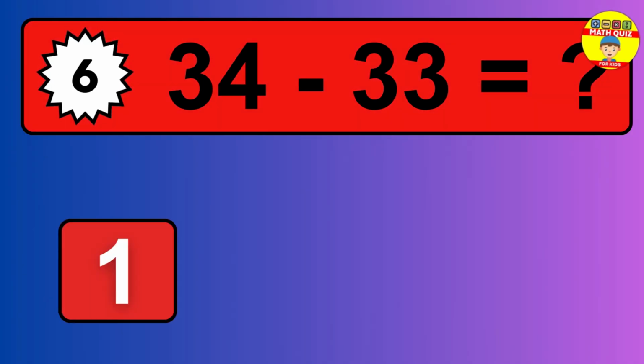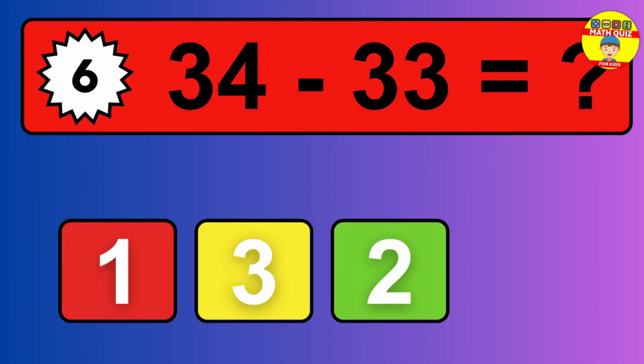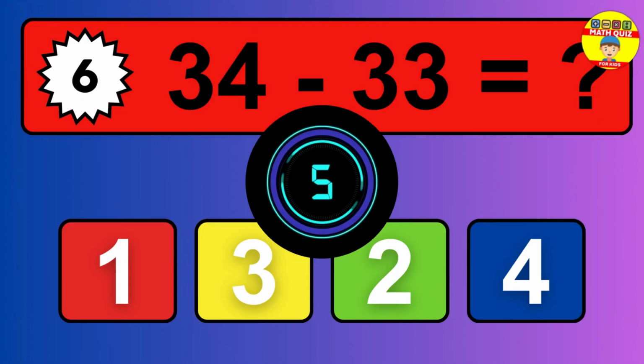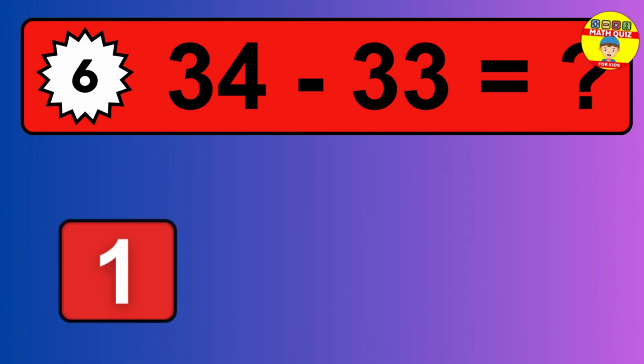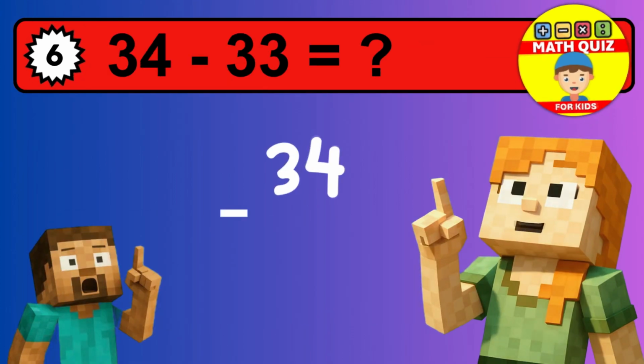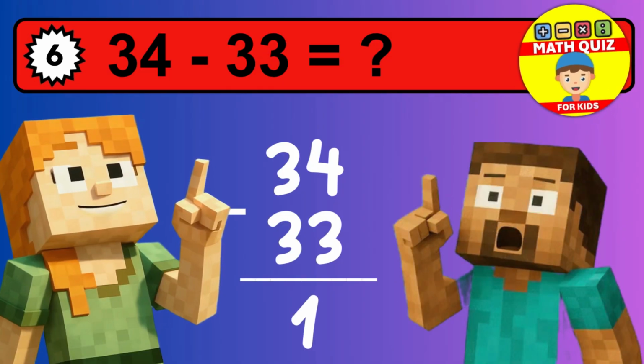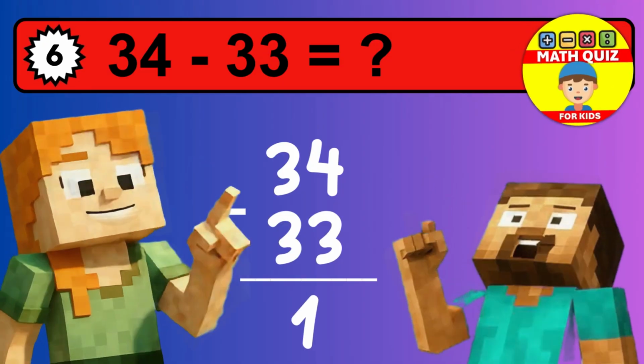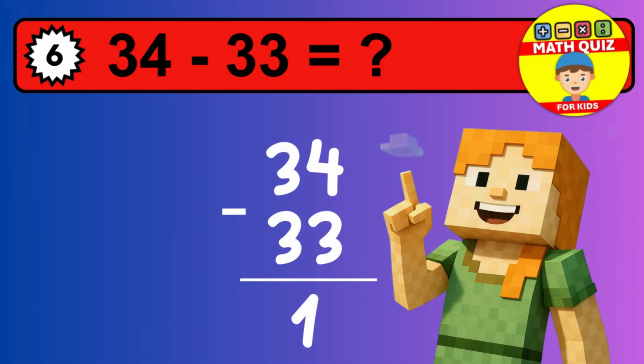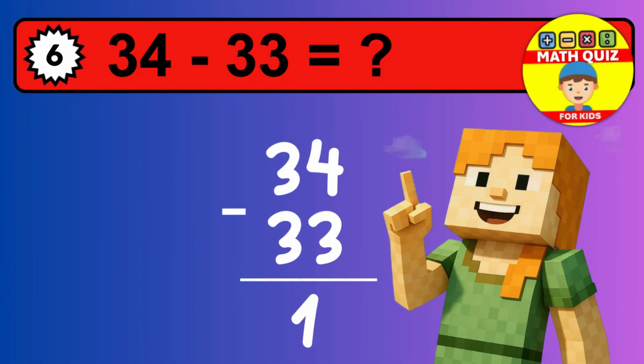What is 34 minus 33? Time to think. Let's solve this step by step. We start with the units. 4 minus 3 is 1. Then we go to the tens. 3 minus 3 is 0. The final answer is 1.